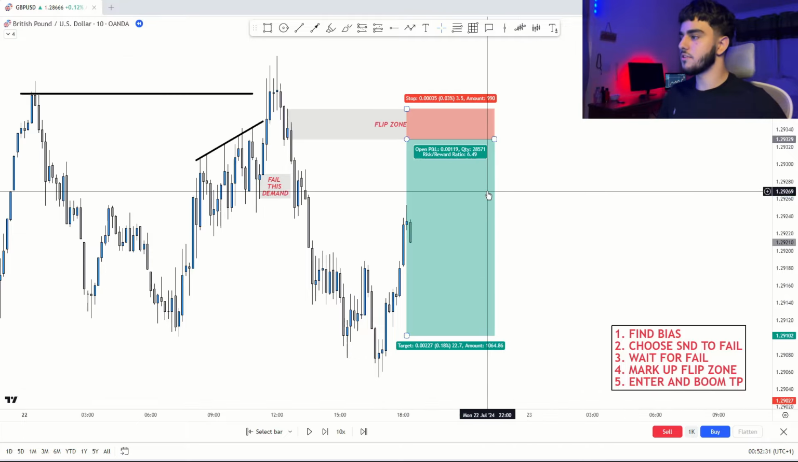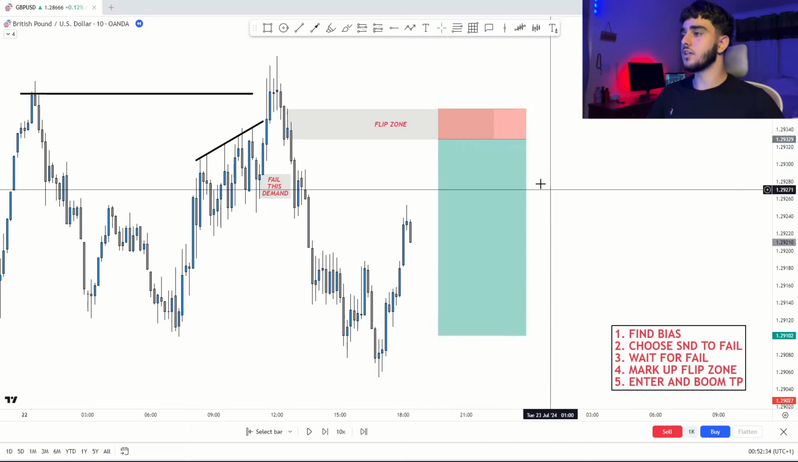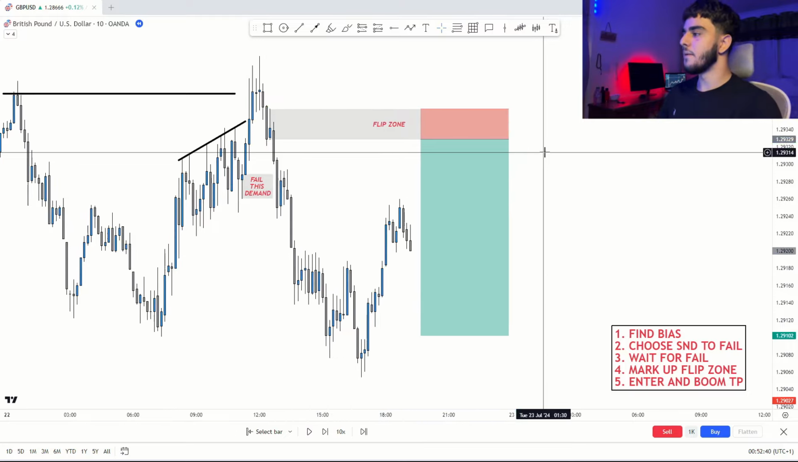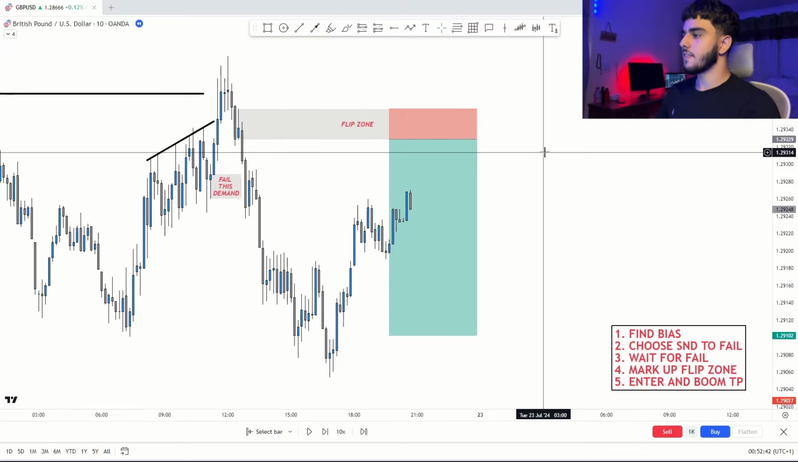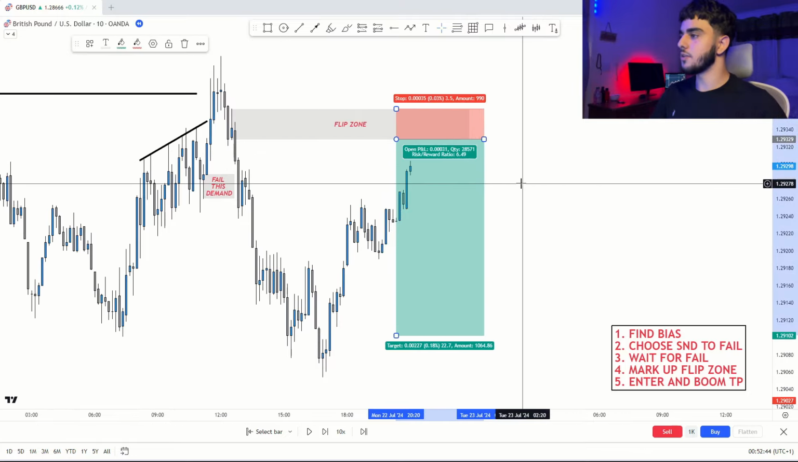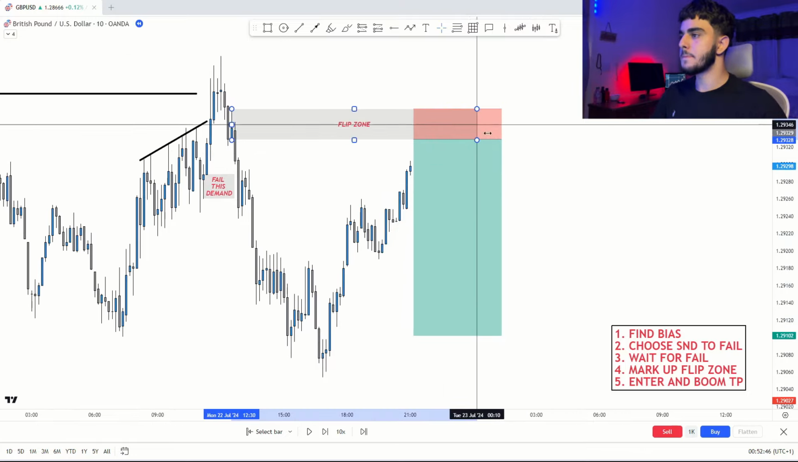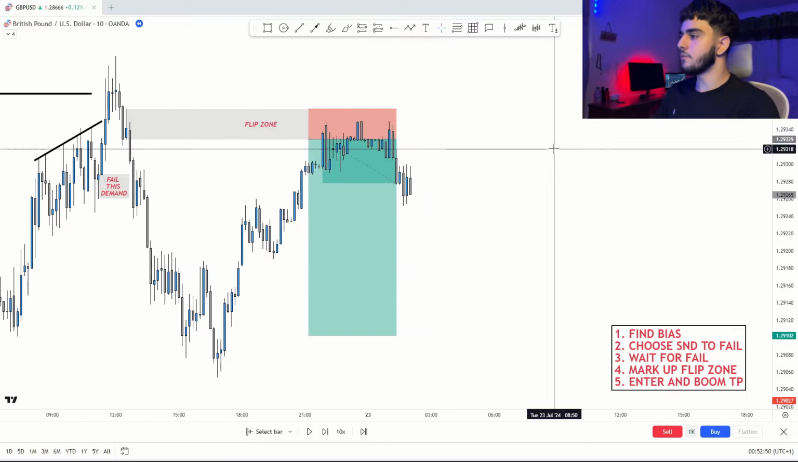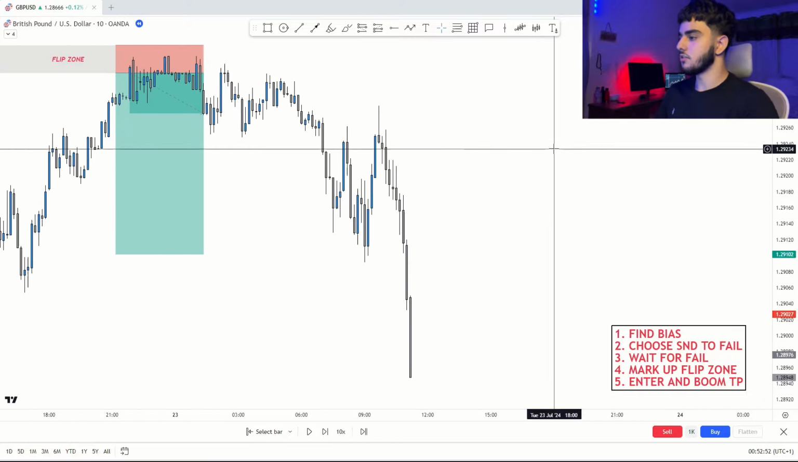As you can see here, boom, TP. This is also part of the fifth step. You also have to hit TP on your trade. If you don't hit TP, you didn't follow the guide correctly. No, I'm joking. Anyways, now just wait for price to tag you in. And there we go. And then watch it hit TP.